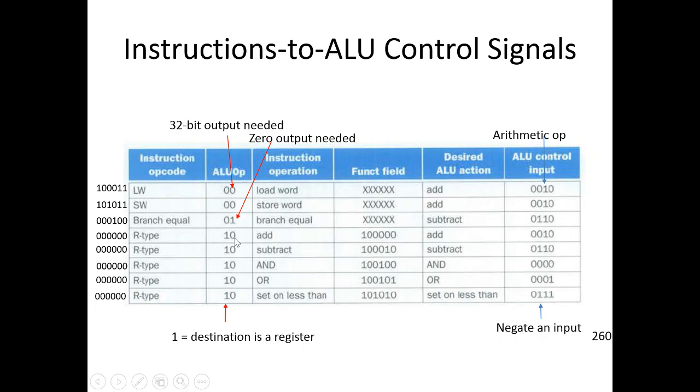Here's an example of how these are set for different instructions. Here's your R-type add instruction. Here's what the function field is, which we haven't talked about yet. Then here's what the ALU control is: add, and the ALU is going to be 0010. In this case it's being written to a register, so it's 1. That's the destination code.